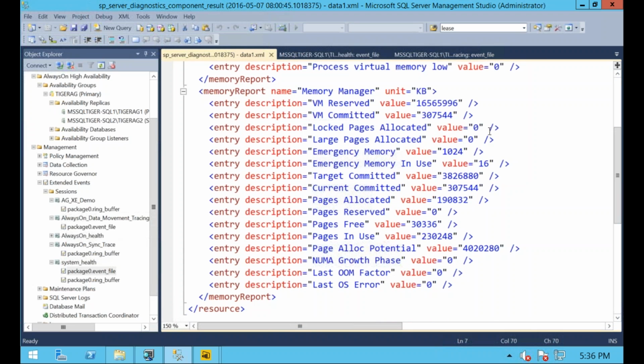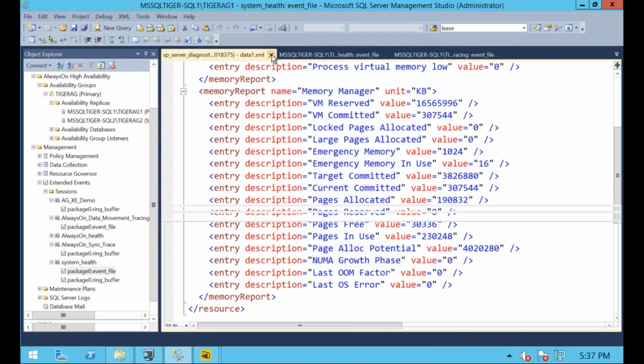And if you look at your memory-related DMVs, the more critical ones are provided here. How many lock pages are you using? What's your current committed target? And how many pages have you consumed from that current target? What's your factor, which tells you whether there was an out of memory. If it's 0, you're good, so I don't have a problem on the system right now.